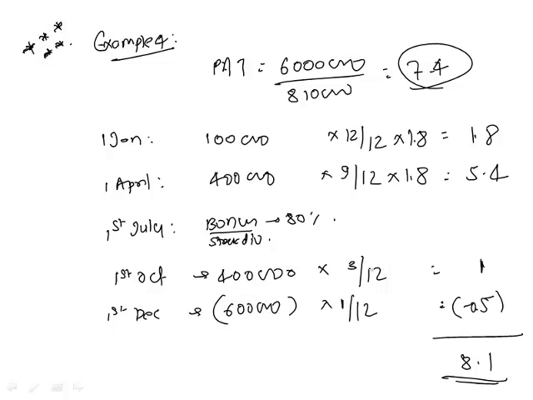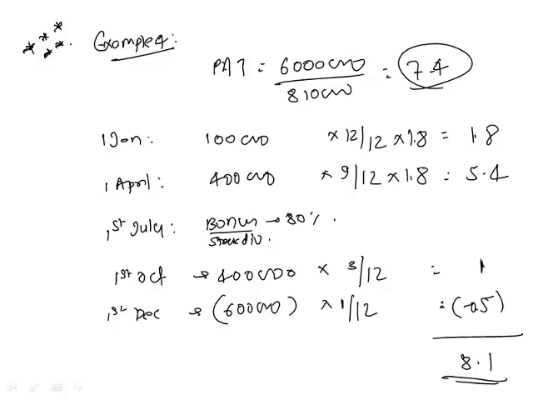Here you don't do anything to bonus because bonus happened before that. So simply 4 into 3 by 12, 1. Minus 6 into 1 by 12, minus 0.5. Which one? Bonus. See, if I had 100 shares, how many shares will I be given free? 80 shares. So 100 shares is going to become 180. Therefore a multiplication factor of 1.8.